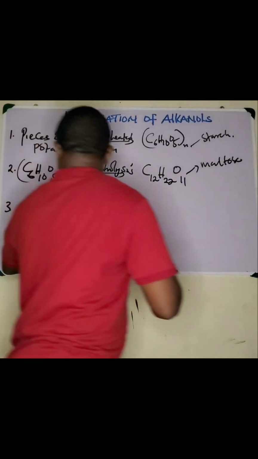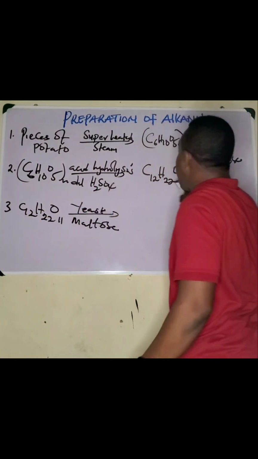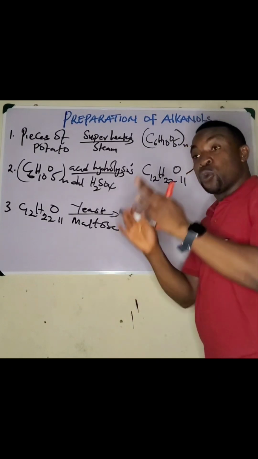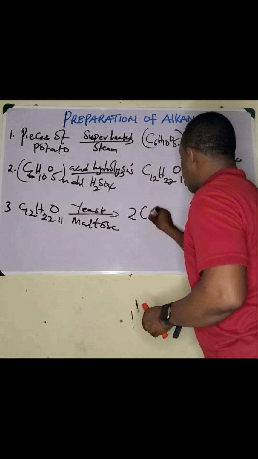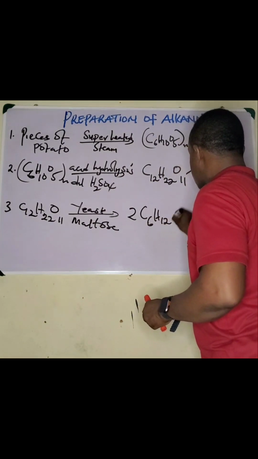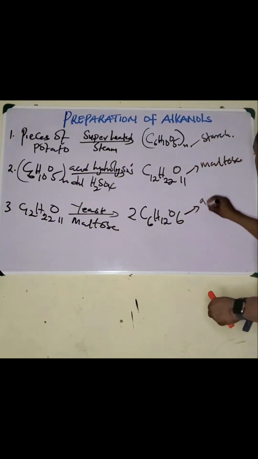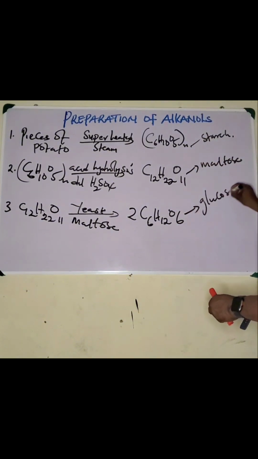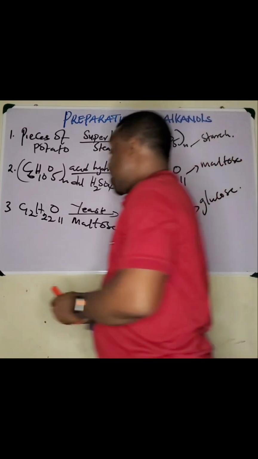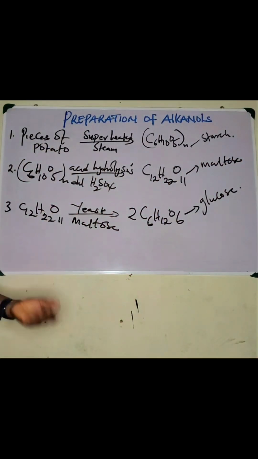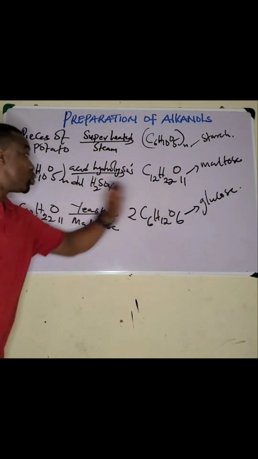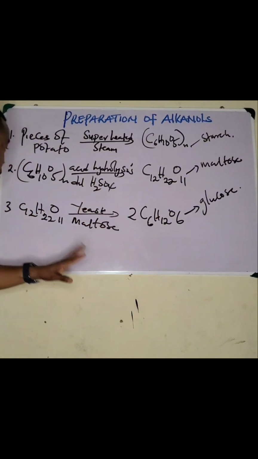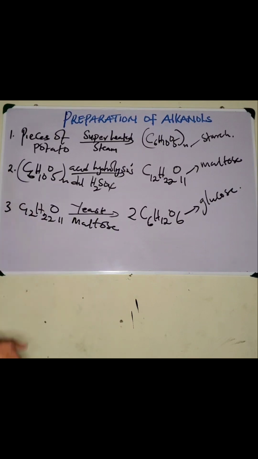Maltase will convert this disaccharide, which is maltose, to two molecules of simple sugar, glucose. This is glucose, or you can call it simple sugar. Both glucose and fructose are simple sugars. So maltase converts the maltose to two molecules of simple sugar. Okay. Now, what happens next?